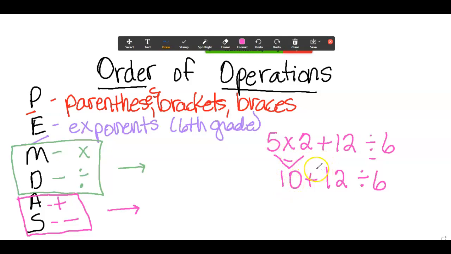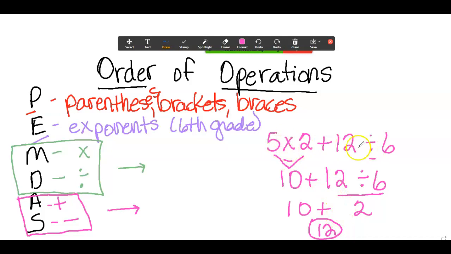So now I did the multiplication, and now I need to do the division because I do multiplication and division together. So I do 12 divided by 6. Well, 12 divided by 6 is 2. Then I rewrite everything I have not used yet. And now I only have one operation left. So 10 plus 2 is 12. So my answer is 12.